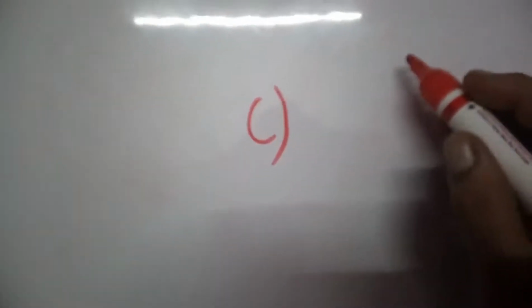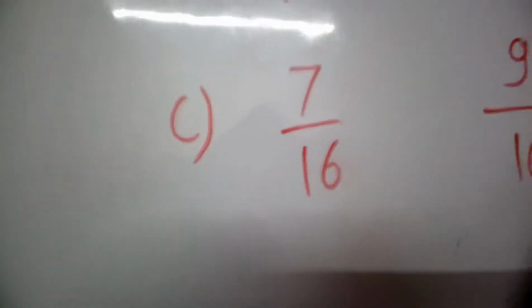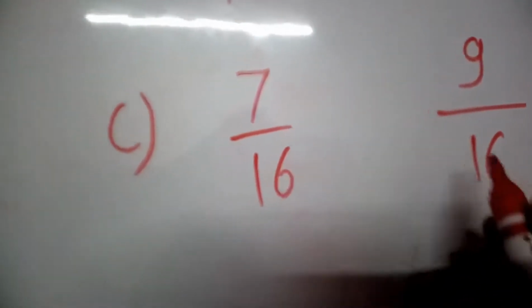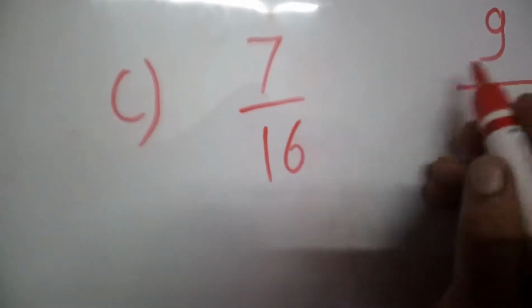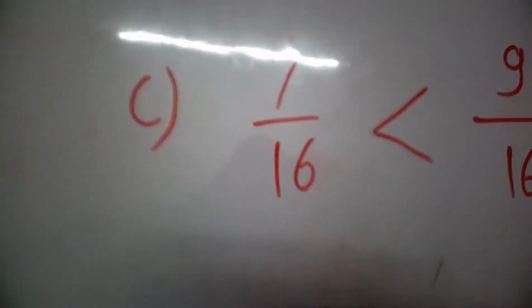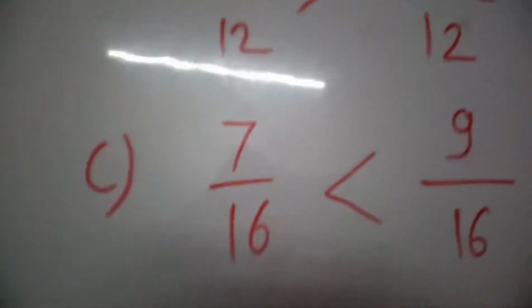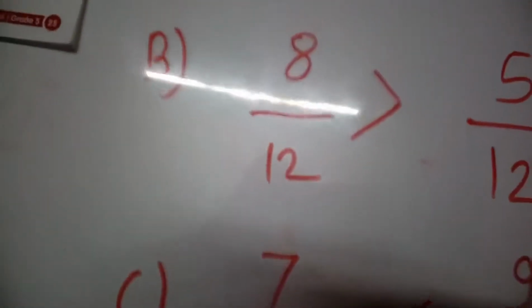Then C. 7 upon 16 and 9 upon 16. Which number is bigger? 7 or 9? 9. So this fraction is bigger. So like this, when we have common denominators, at that time, whichever number is bigger, that fraction is bigger than the other.